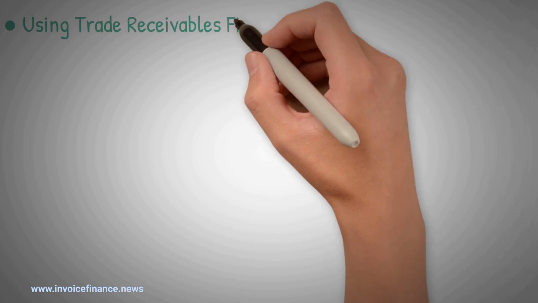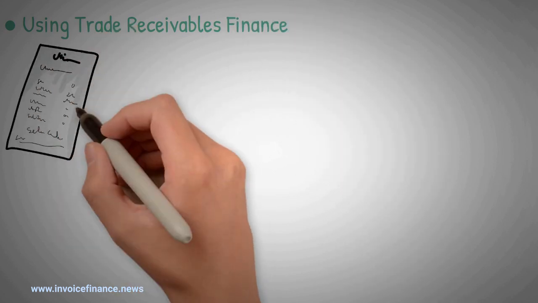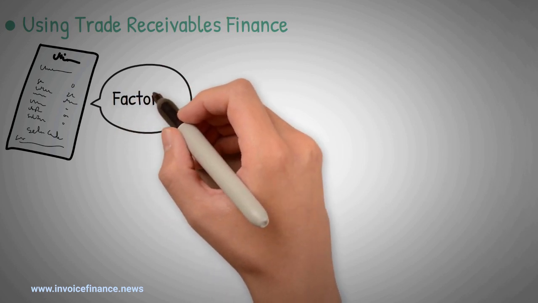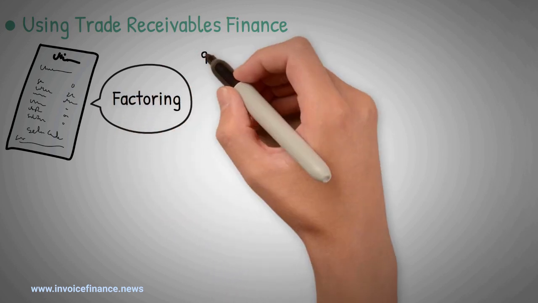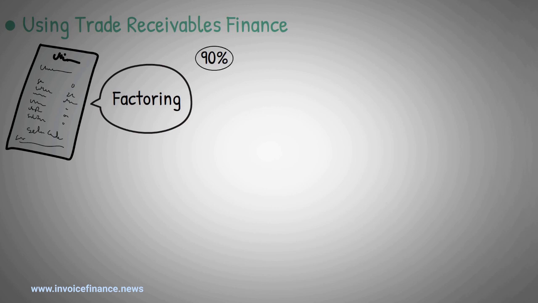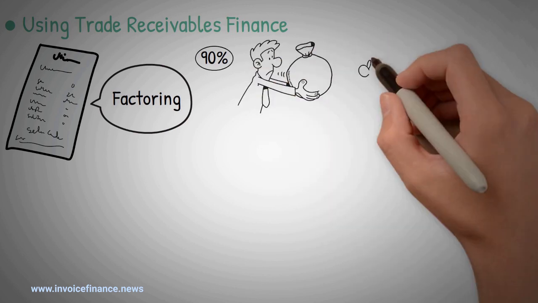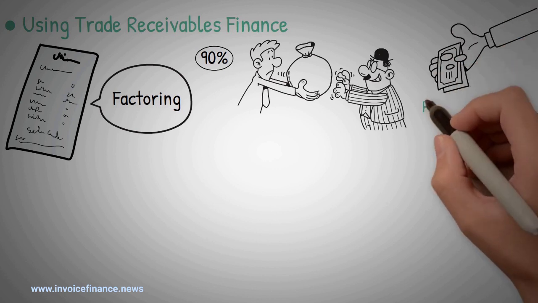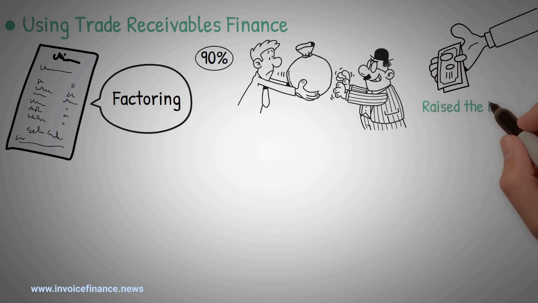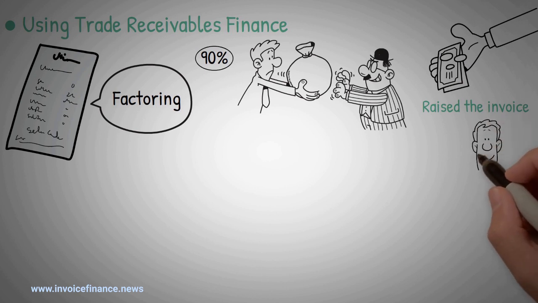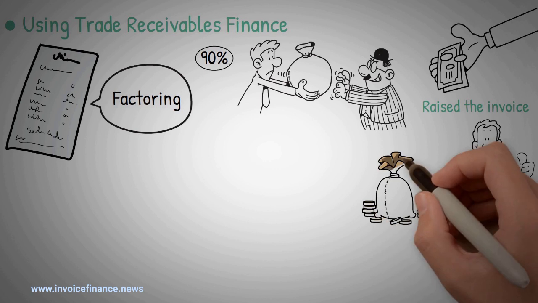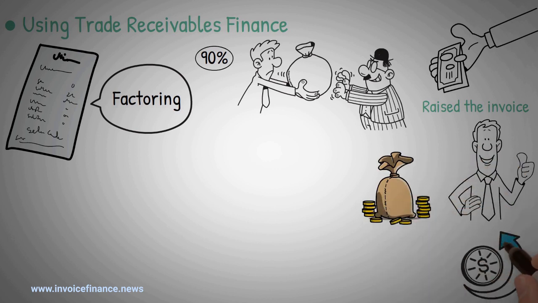Using trade receivables finance. This method involves using a third party to pay the invoice. It is called factoring, where a factoring company releases up to 90% of the value of an invoice immediately. The factoring company chases up the debt, and when the invoice is paid by the debtor, the factoring company takes its fees and sends the remaining money to the company who raised the invoice. There are a number of factoring options available. Using factoring does cost money, but it allows a company to plan its finances and avoid cash flow issues.